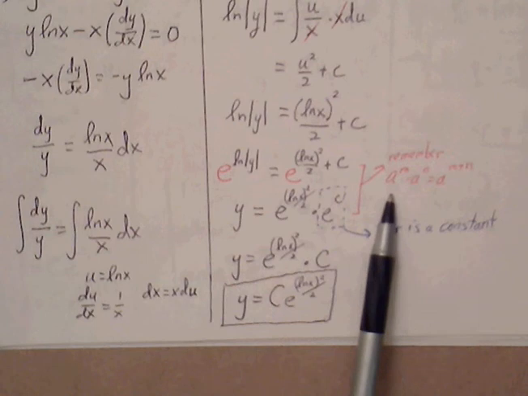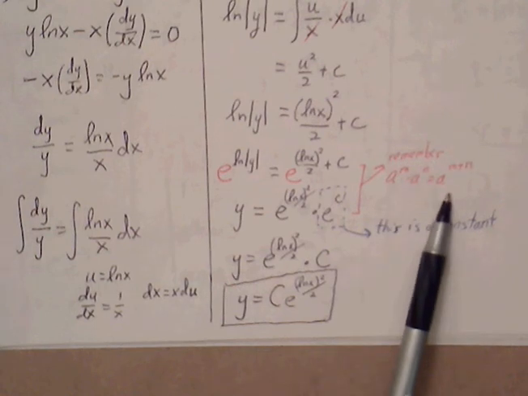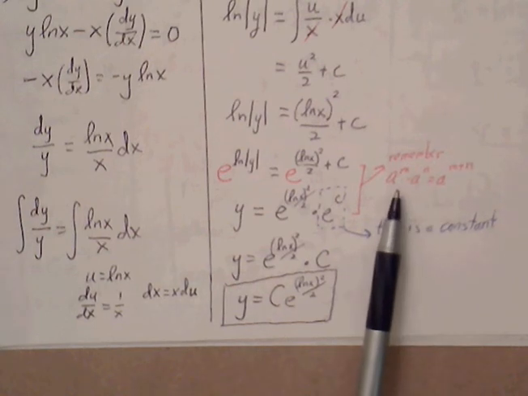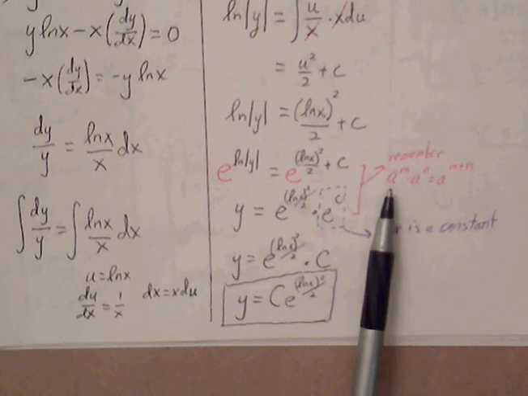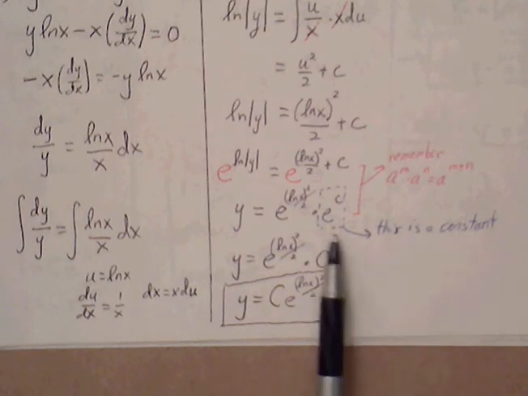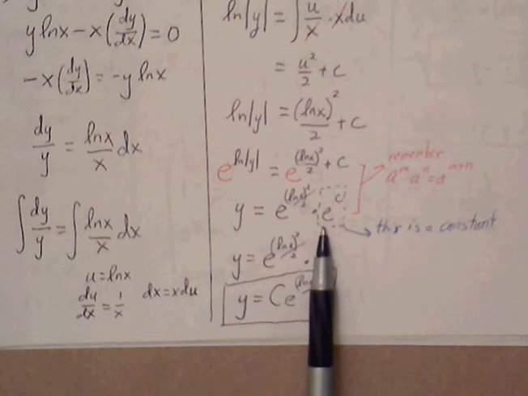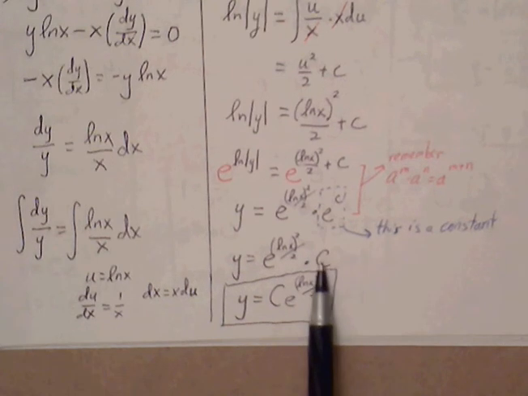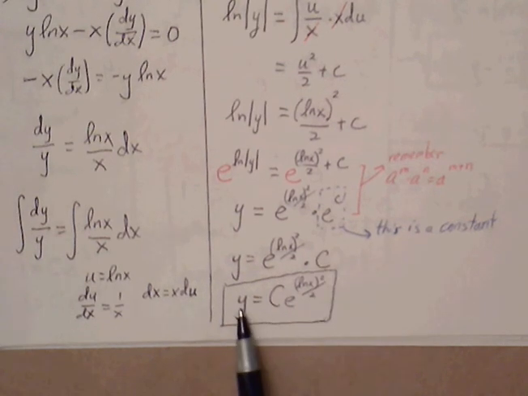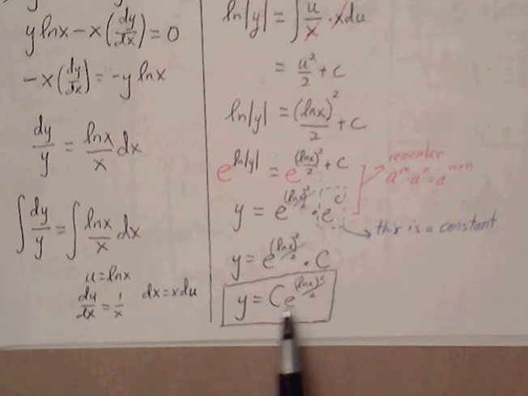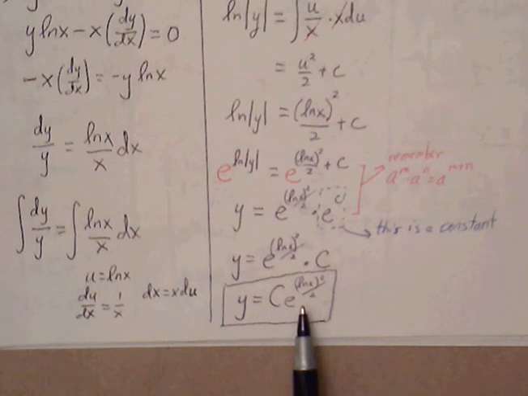Okay, remember we have the product rule that we can apply for multiplying like bases. And remember, e to the c is simply going to be a constant. We can just pull that c out to the front. So our general solution is y is equal to c e to the ln of x quantity squared over 2.